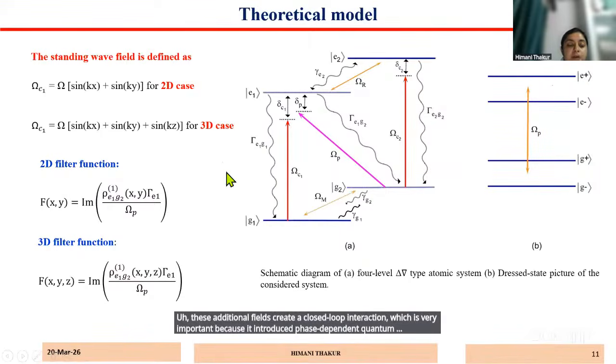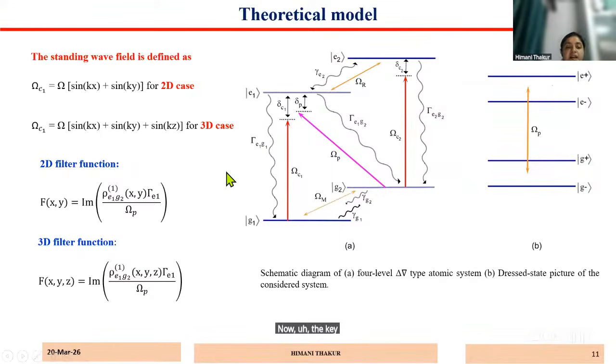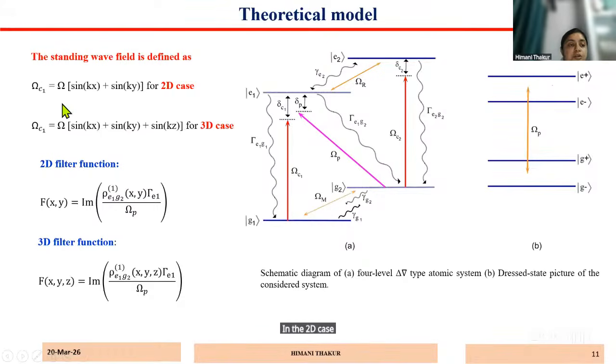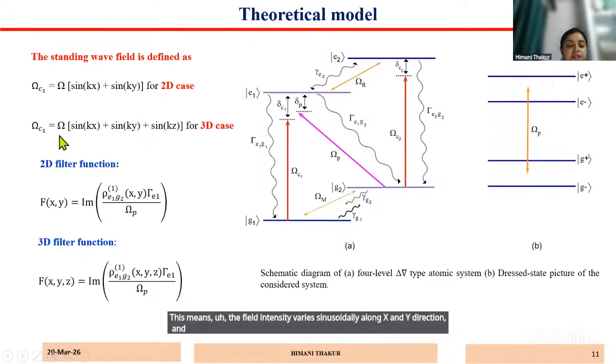Now, the key idea behind atom localization comes from making the interaction position dependent. This is achieved by using a standing wave field. In the two-dimensional case, the control field is expressed as this. This means the field intensity varies sinusoidally along the x and y directions, and in the 3D case, we extend this idea by variation along the z direction.